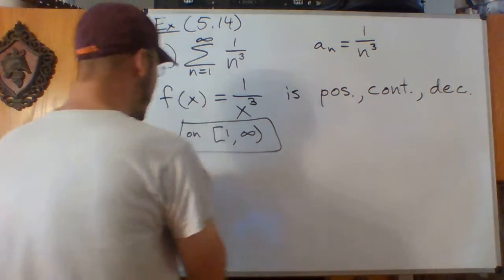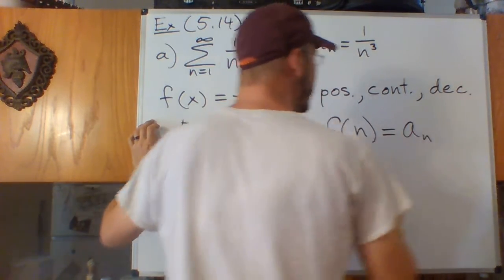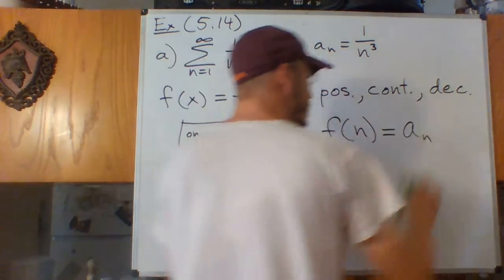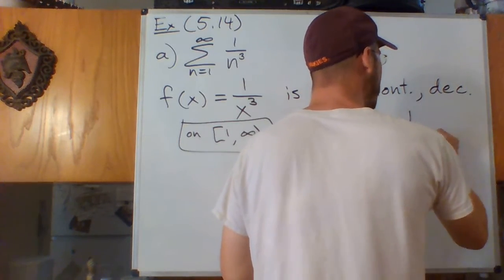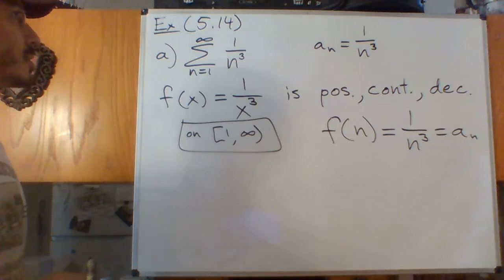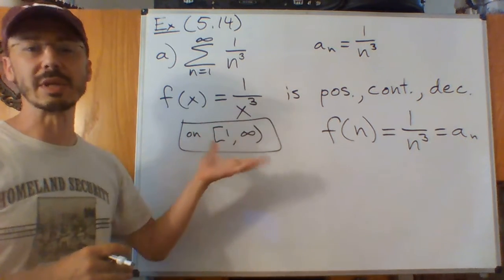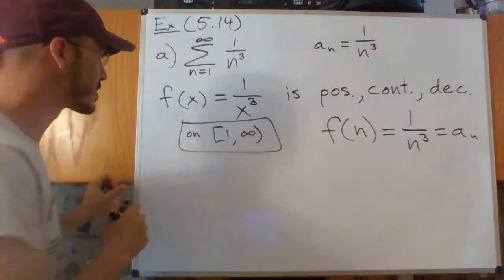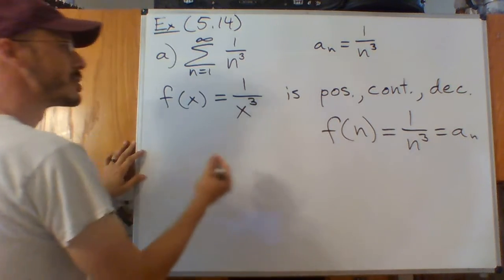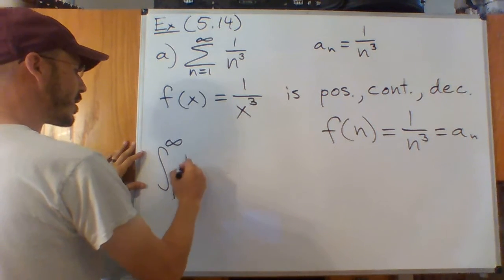The other thing is that f of n equals an. If I plug in n in place of x, I get 1 over n cubed. Well, that's really the point. It's 1 over n cubed, which is the general term of my series. So we're ready to begin. Okay, this is the beginning. But what we really need to do for this test is look at the convergence of the integral from 1 to infinity of the continuous function.